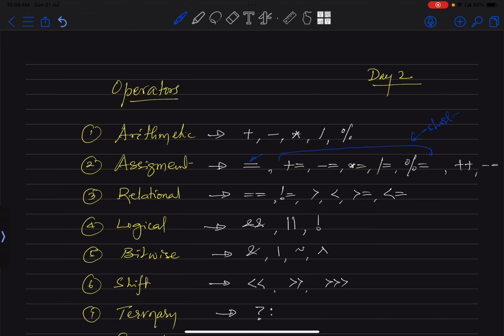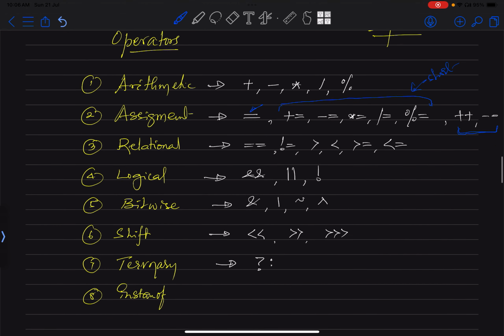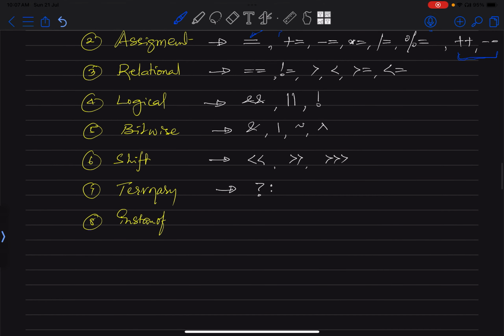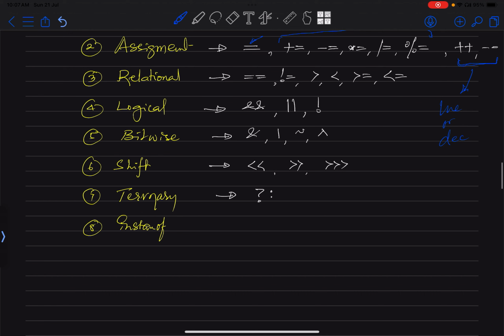Then there are two other operators which are very important and which we are going to use: plus plus and minus minus. These are generally called increment and decrement operators. I can use it this way: a plus plus, with no space here, or I can say plus plus a. Both are possible, and I will tell you the difference between these.